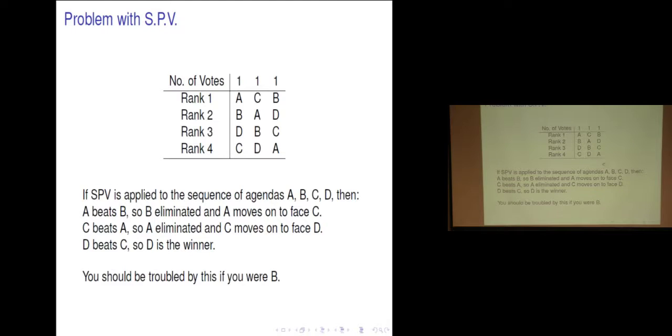Now the claim is, this is extremely unfair for B. You see, B beats D in every vote, right? So by playing this SPV, although B is above D on everyone's ballot, in the end, B loses. So this is not good, right? It's like a favorite team that, because of luck, is eliminated earlier by some underdog.